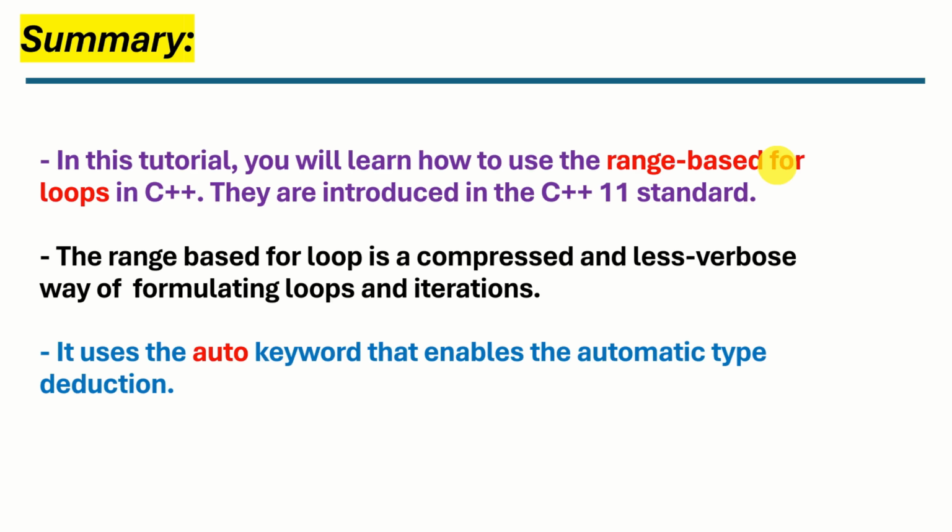And in many modern C++ books, as well as if you look into modern C++ code, you will see range-based for loops. Consequently, it's very important to properly understand how to write these loops. These loops use the auto keyword that enables the automatic type deduction.